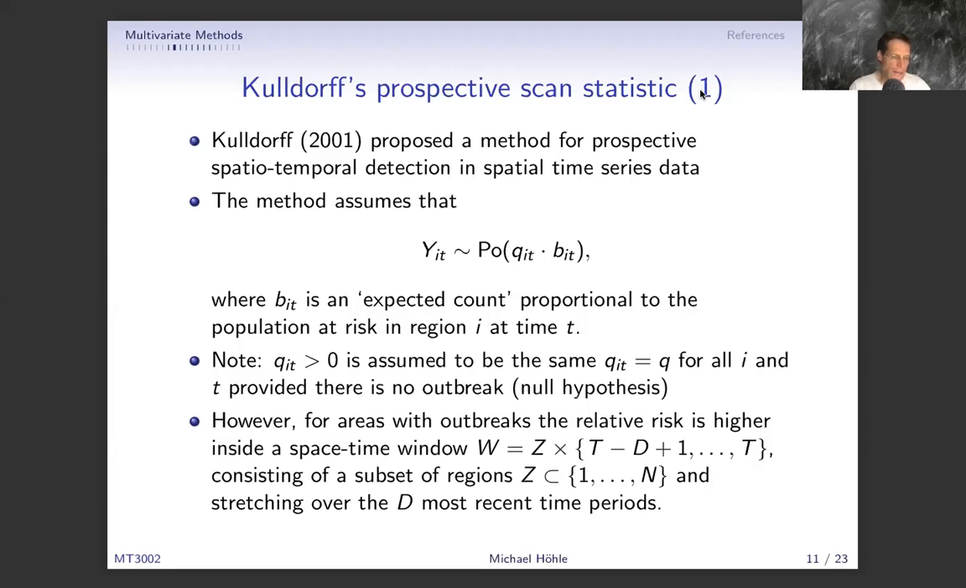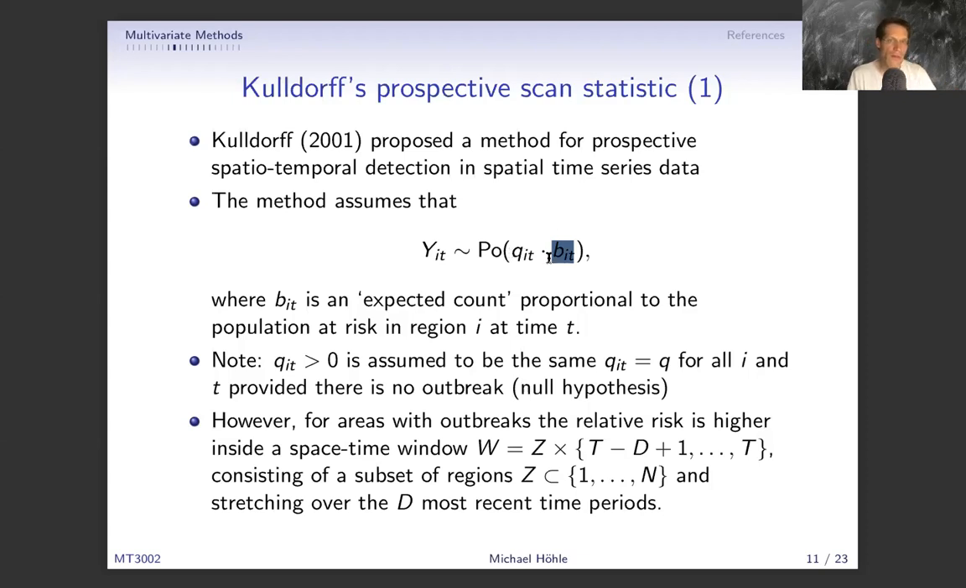The important part of this is that the method assumes an underlying Poisson distribution, so the number of counts in a particular region, and I'm going to really talk spatial here, so i is going to be a region, and t is a time point. It's going to be a Poisson distributed random variable with a q_it, which we'll call the relative risk, and an expected count of b_it. Maybe that's the better explanation of what this is. So the expectation of this altogether will be q_it times b_it.